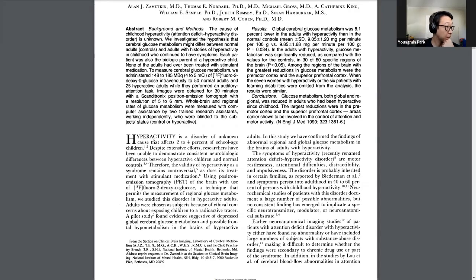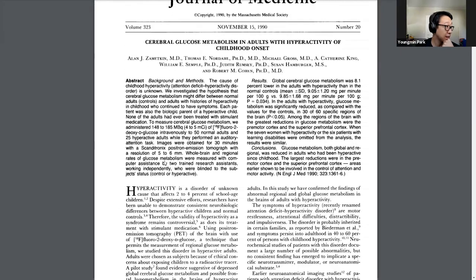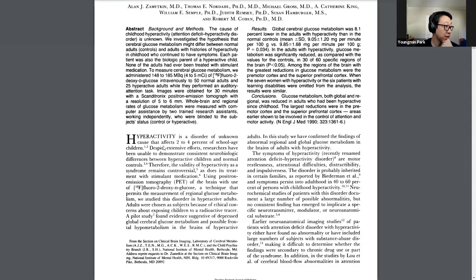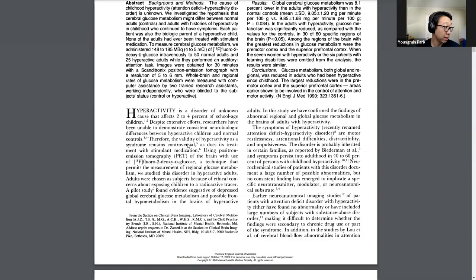So they knew at the time in 1990 that hyperactivity is a disorder of unknown cause that affects 2 to 4% of school-age children. And there wasn't quite any strong evidence for brain differences between hyperactive children and regular children. So at the time, the validity of hyperactivity was controversial.